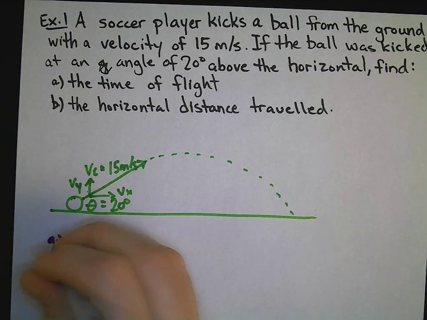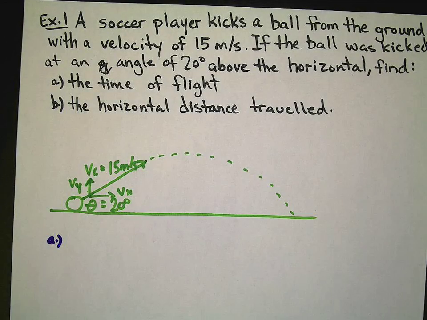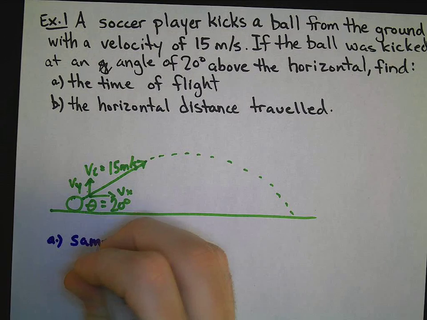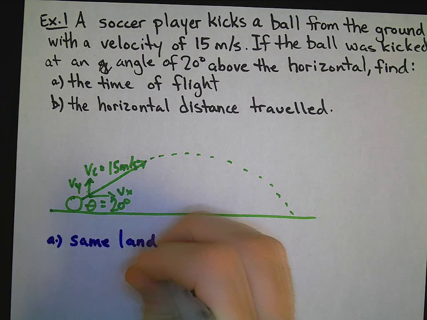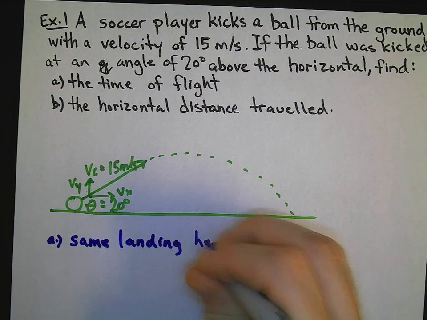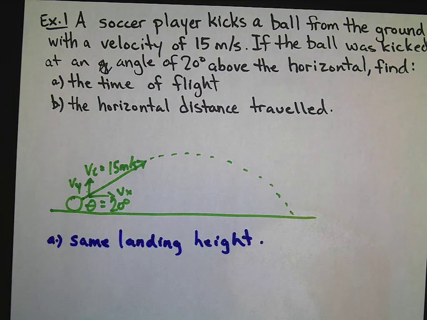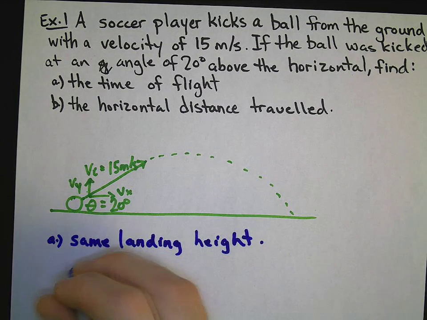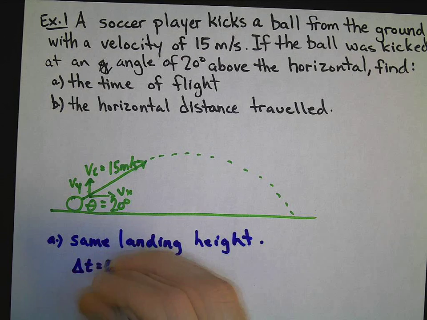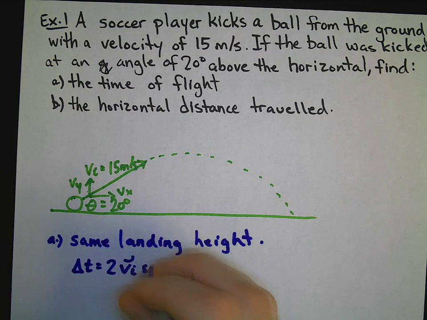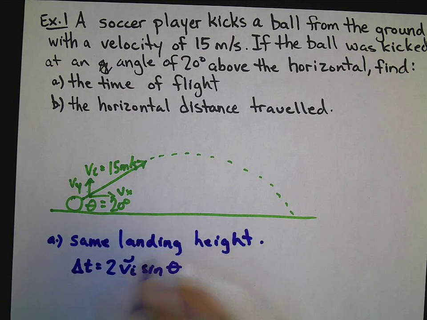We take that because we have the same landing height as the initial height. We could take our range equations, and this will tell us that delta t is 2 vi sine theta all over the acceleration due to gravity.